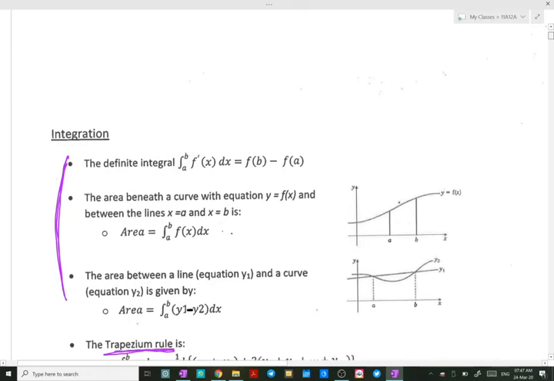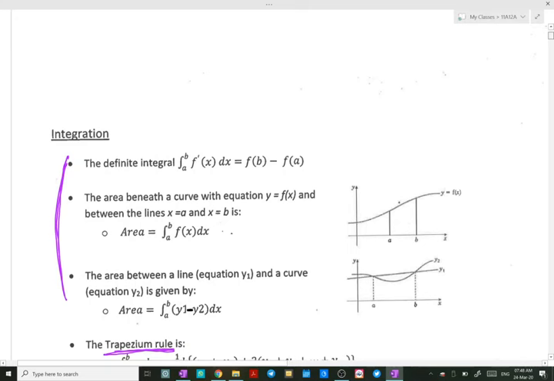And when you have the lower bound and the upper bound and they are numbers, you actually replace the upper bound, f of b, and you subtract the lower bound, f of a, from it. And I'm going to explain in the exercise exactly how we do it.